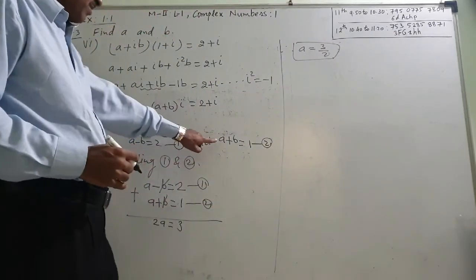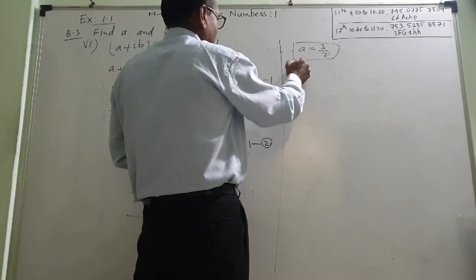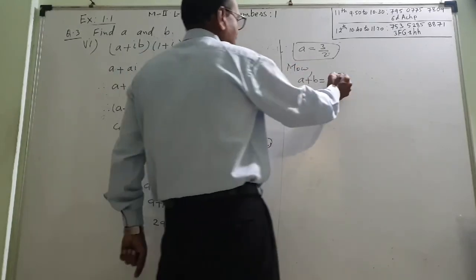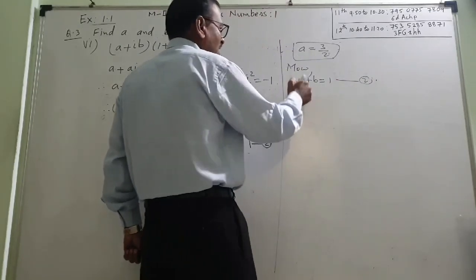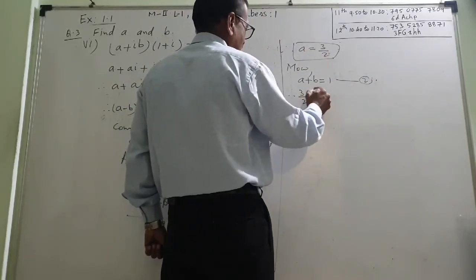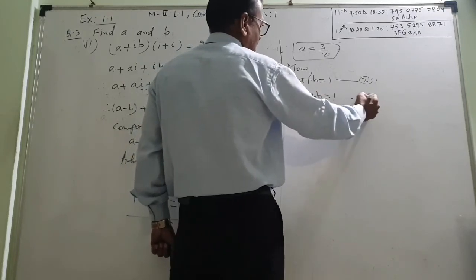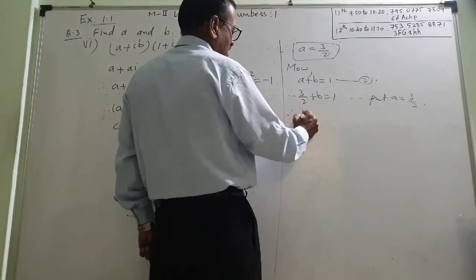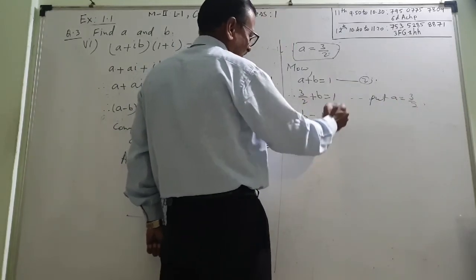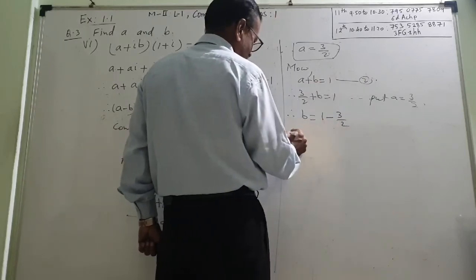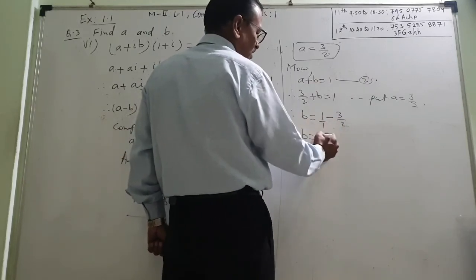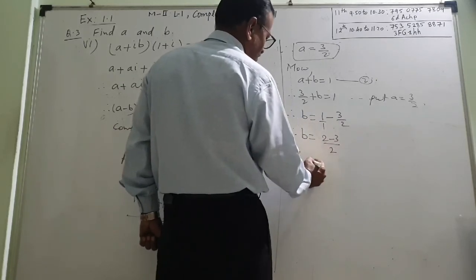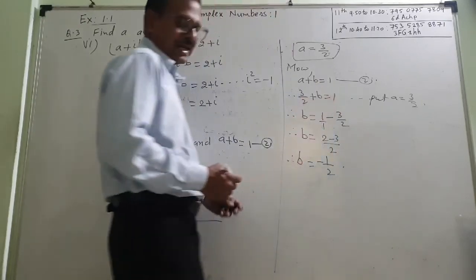Now any one equation, I will take this equation. a plus b is equal to 1. This is equation number 2. But the value of a is 3 upon 2, plus b is equal to 1. Put a equal to 3 by 2. Therefore b is equal to 1 minus 3 upon 2. Therefore b is equal to, do the cross multiplication, 2 minus 3 upon 2. Therefore b is equal to minus 1 by 2, and write the answer yourself.